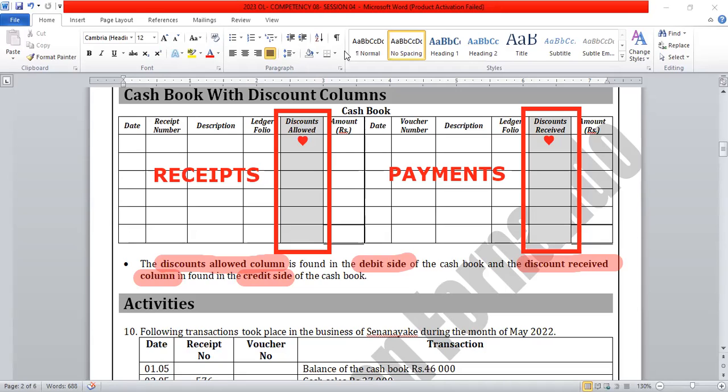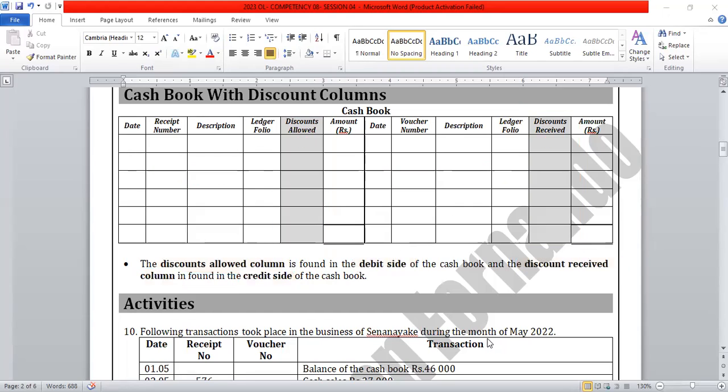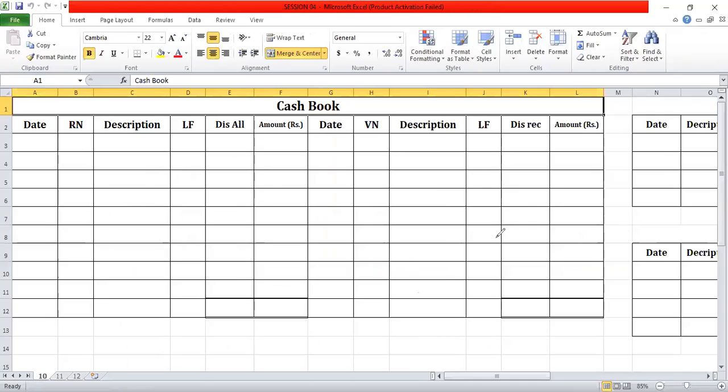Good. Let's move to activity number 10. Right? Let me share the worksheet. Here we have it. Worksheet. We have the cash book and relevant ledger accounts.